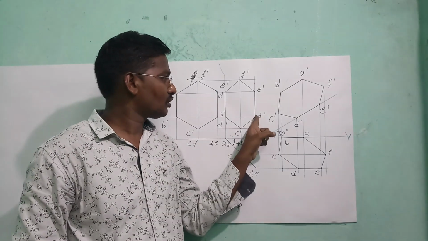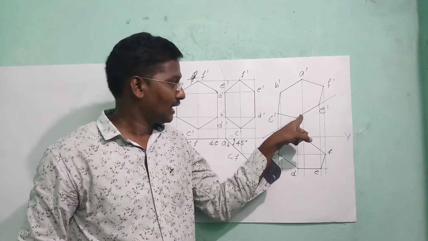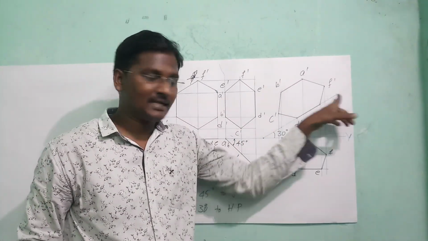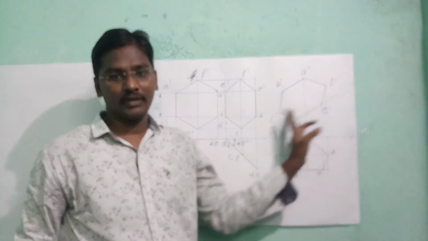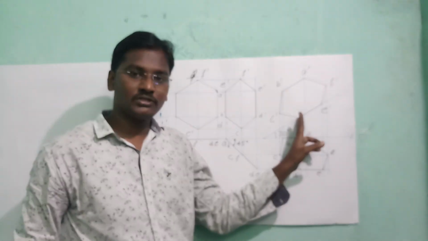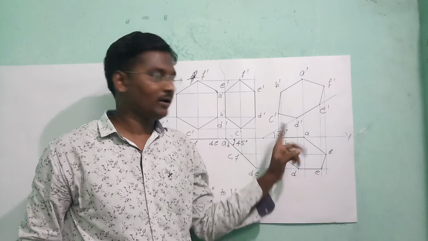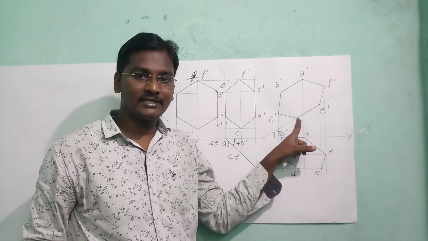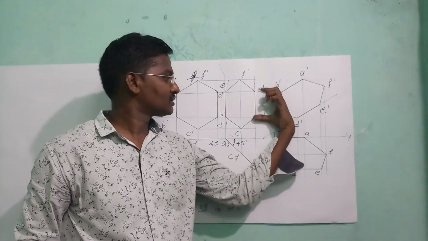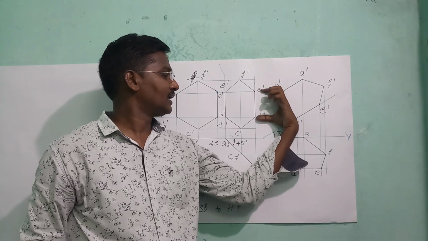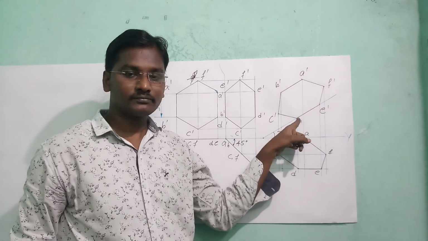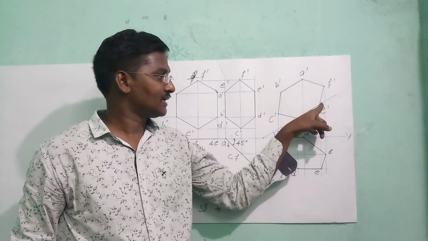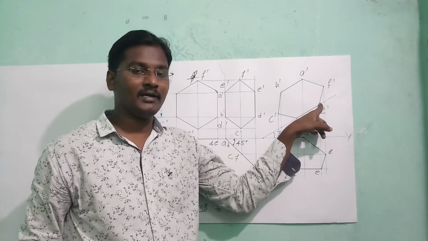First measure the distance of D to E in the compass and locate a point on the 30 degrees line, at whatever position you require. Now I have taken a point D dash here and I have taken the distance D dash to E dash in the compass. Now with that radius take D dash as center, cut this line. Now this point will be E dash.